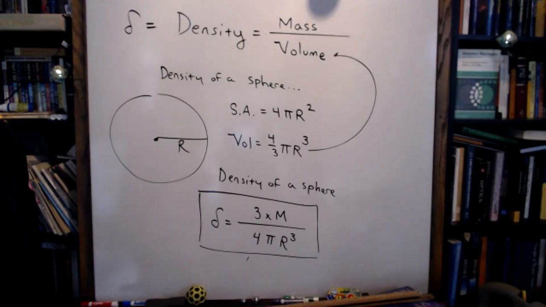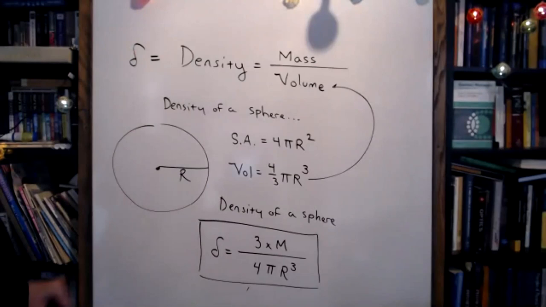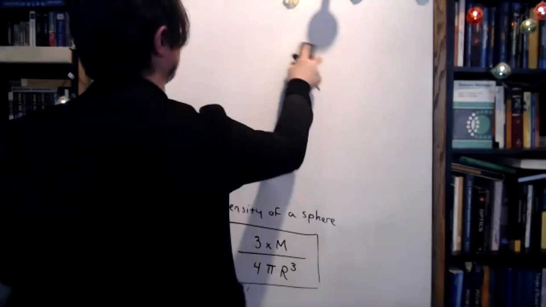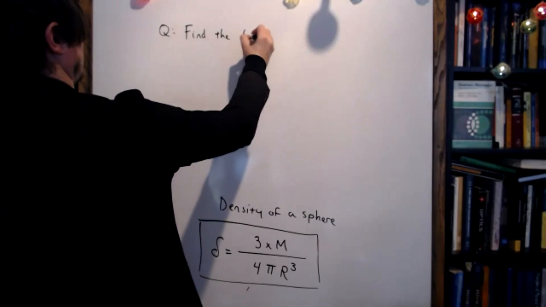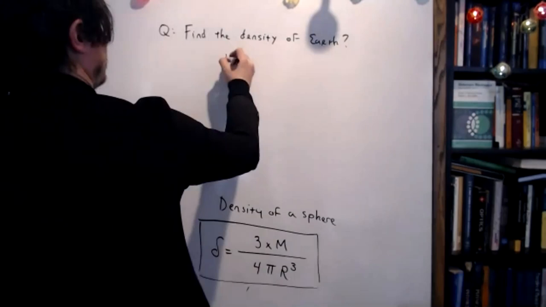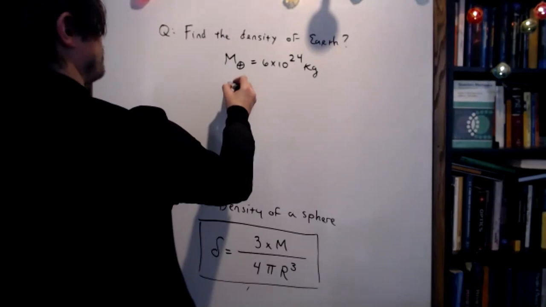We're going to start off by doing a practice problem. We're going to find the density of Earth. So I'm going to erase some stuff up here. Find the density of Earth. And the two givens that we're going to work with are the mass of the Earth, 6 × 10^24 kilograms, and the radius of Earth, 6,400 kilometers.